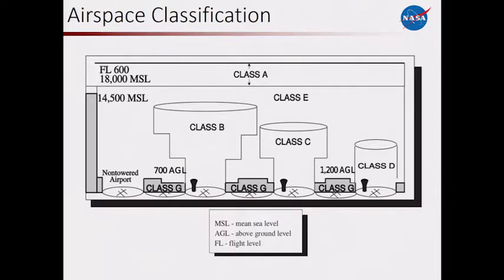And Class G is these little tiny airspaces down here at the bottom. Class G is from surface to either 700 or 1,200 feet above the ground, depending on where you are, or to the floor of the overlying Class E. And with Class G, the thing you can take away from that is it's totally uncontrolled. There's no controllers, no radar looking there.